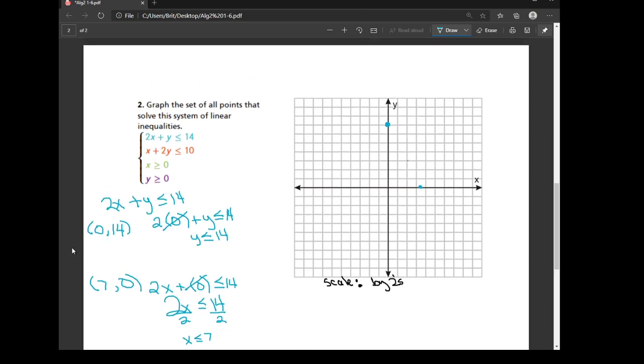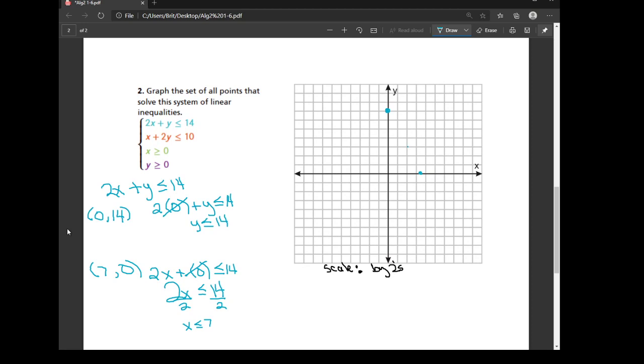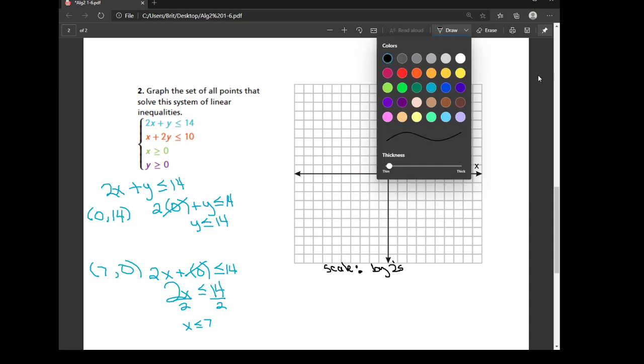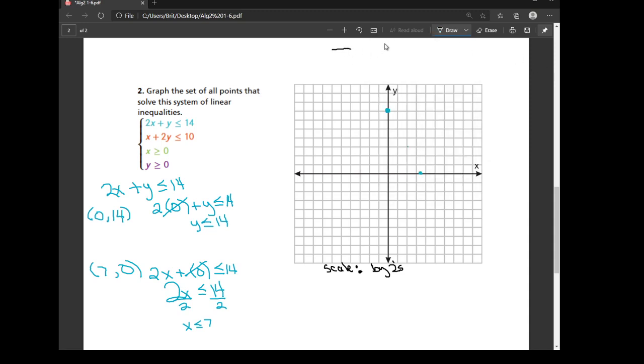Alrighty, so now that we have those 2 points, we're going to draw a line between them. Now there's 2 kinds of lines that we have, okay? We can use a solid line or a dotted line. If I use a solid line, it can be equal to, so the inequality has the little bar under it, like you see there. If I use the dotted line, it cannot be equal to, so it would have a symbol like less than or greater than, but doesn't have the bar under it.